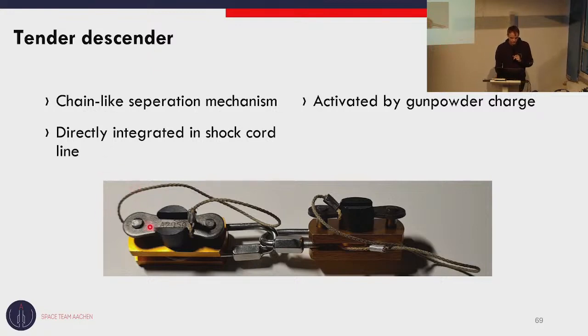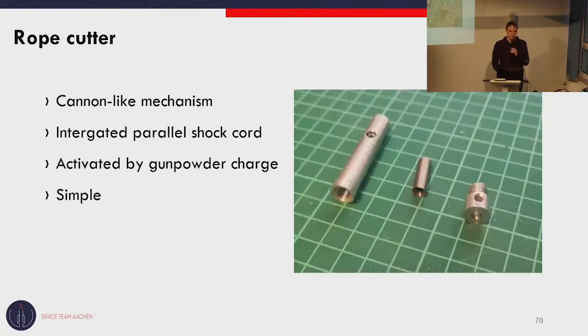As you can see here, there's a little cavity you can put gunpowder in, and when you ignite the gunpowder via the electronics, it pushes out this metal piece and releases the buckle and detaches the two shock cords. The second option is a rope cutter.